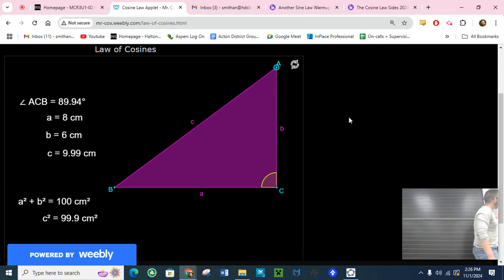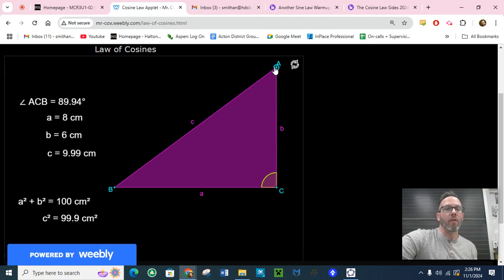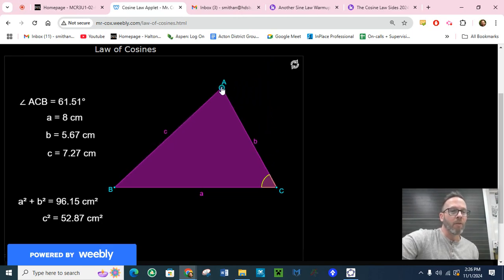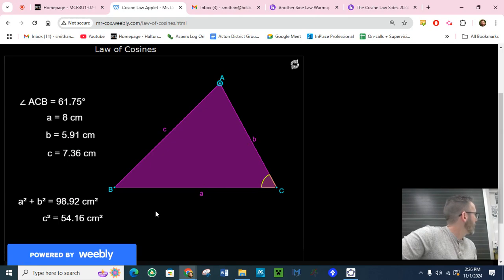And now A squared plus B squared is 100. C squared is close to, but not quite equal to 100. And then if I go even farther, and I make this a triangle that's not even close to a right angle triangle, you guys can see the Pythagorean theorem isn't close anymore. Go away, Weebly. It's not even close at all, right? So how can we account for that difference?